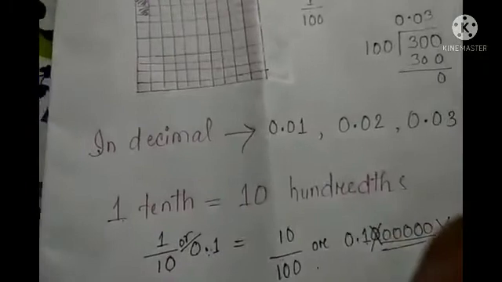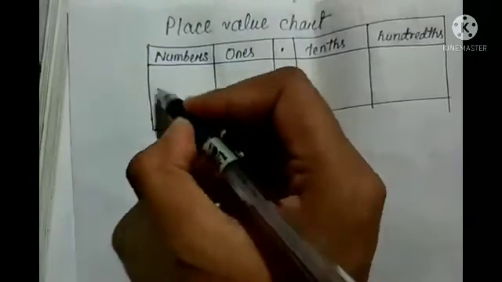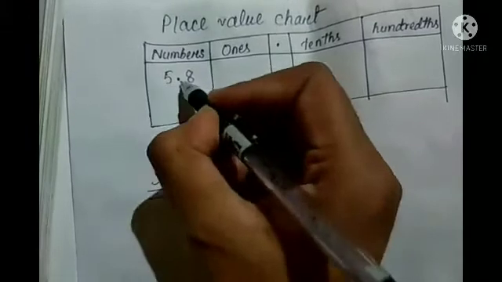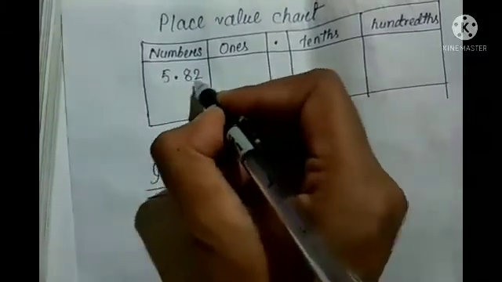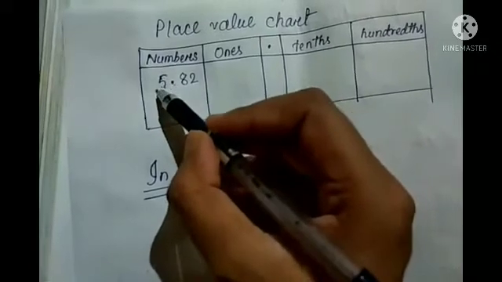Now let's see some more examples. Now we will use a place value chart to show the number. Randomly, let's take one number, suppose 5.82. Now you see 5 is before the decimal, which means it is a whole number.